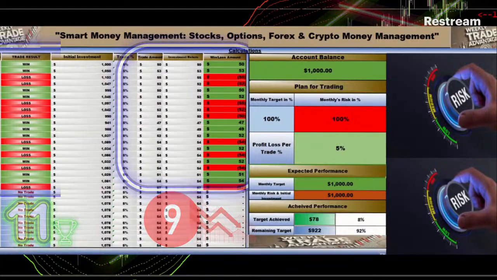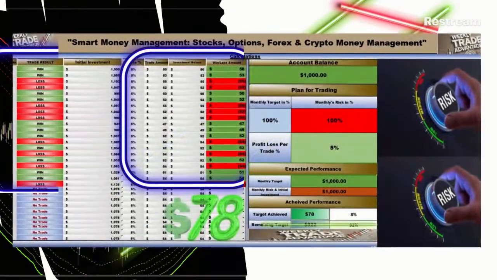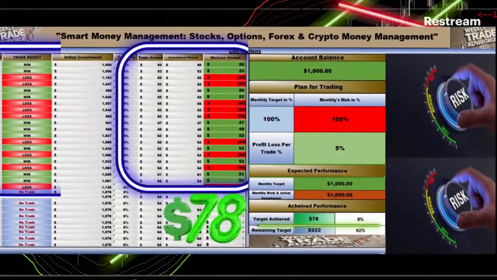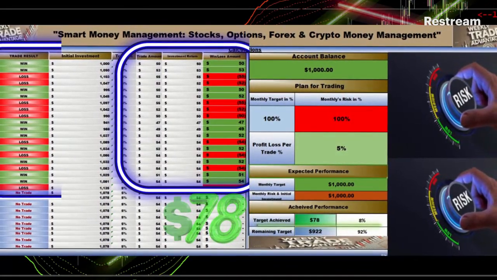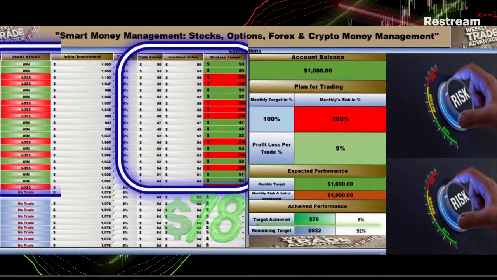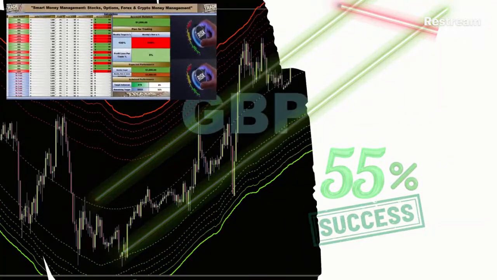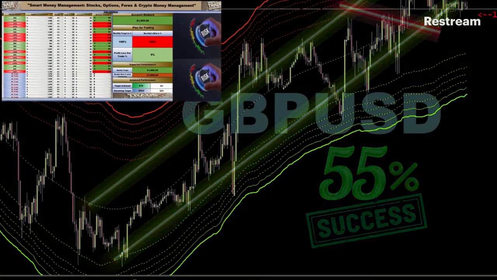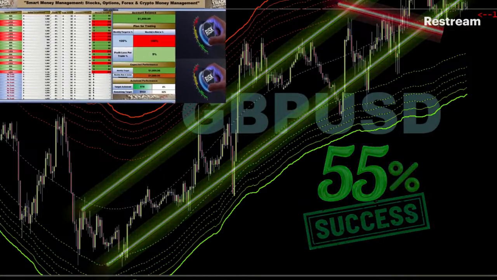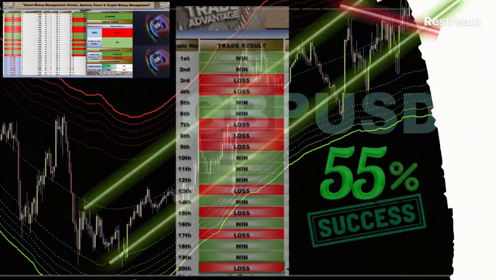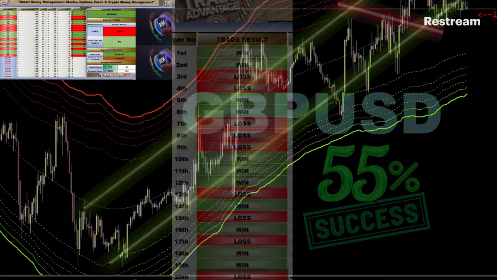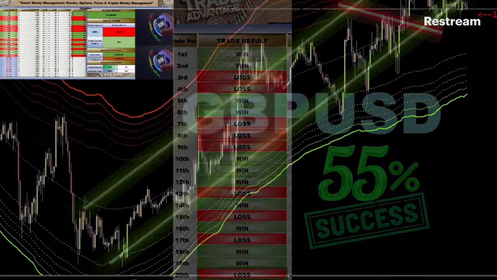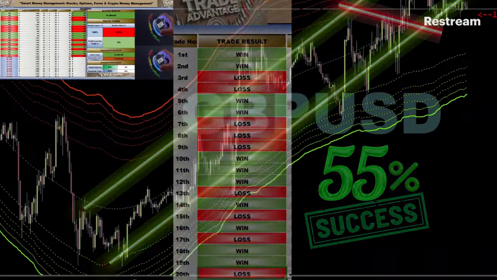The final results ended in a profit despite losses. At the end of 20 trades, I walked away with $78 in profits. That's the power of smart money management. Even with a modest 55% win rate, I still came out ahead. Why? Because the spreadsheet dynamically adjusted trade sizes based on wins and losses, protecting my account during losing streaks and maximizing gains during winning streaks.